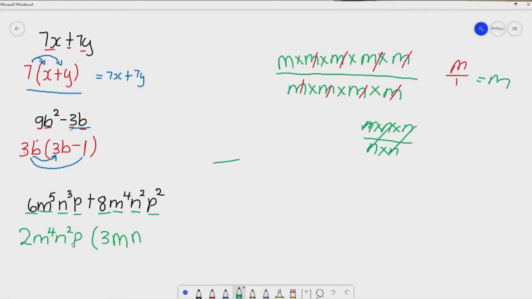And now we focus on the p. P divided by p would just be 1. So we don't write it back. We just leave it as it is. So this first term is finished. Now we move on to the second term.